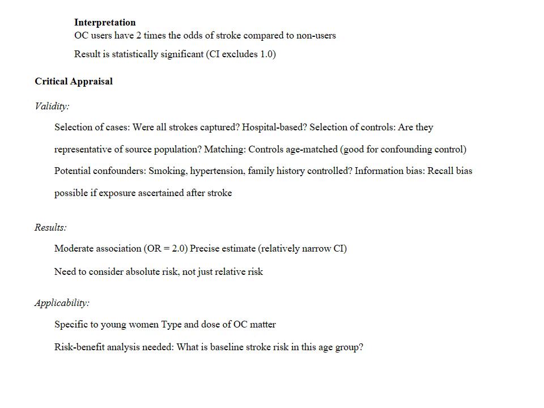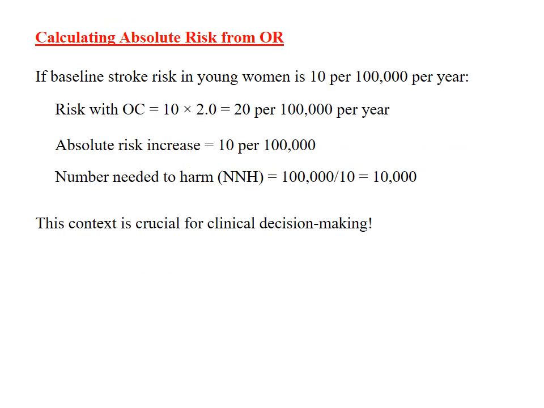In the validity, selection of cases: were all strokes captured? For the validity, you have to select a specific population that is totally related to your study. Hospital-based selection of controls: are they representative of the source population, like their age and sex, are they matching or not? And the matching control: age matched, and smoking, hypertension, these are all potential confounders.